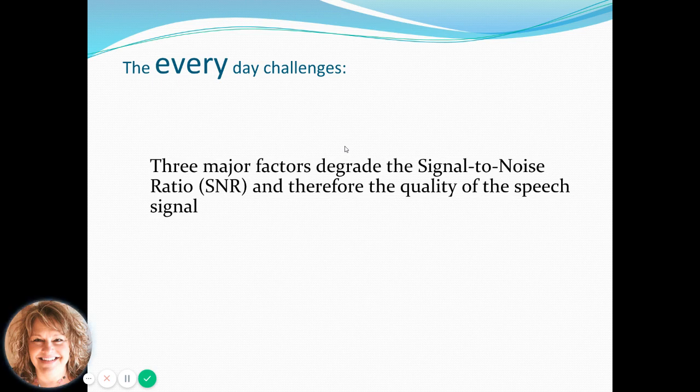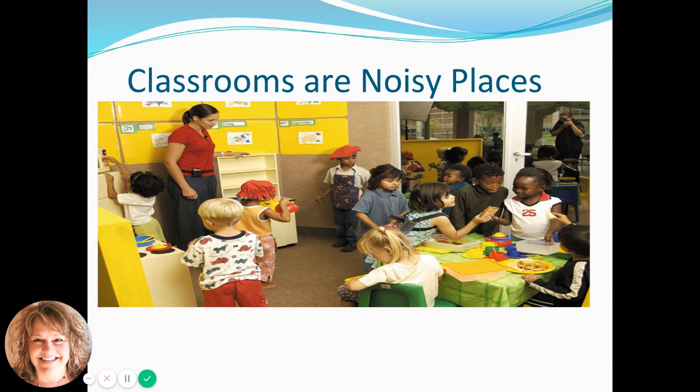There are three major factors that degrade the signal-to-noise ratio and therefore can affect the quality of the speech signal. That is background noise, reverberation, which is how the sound bounces off the wall, and the distance from the speaker to the listener. As we all know, classrooms can be very noisy.